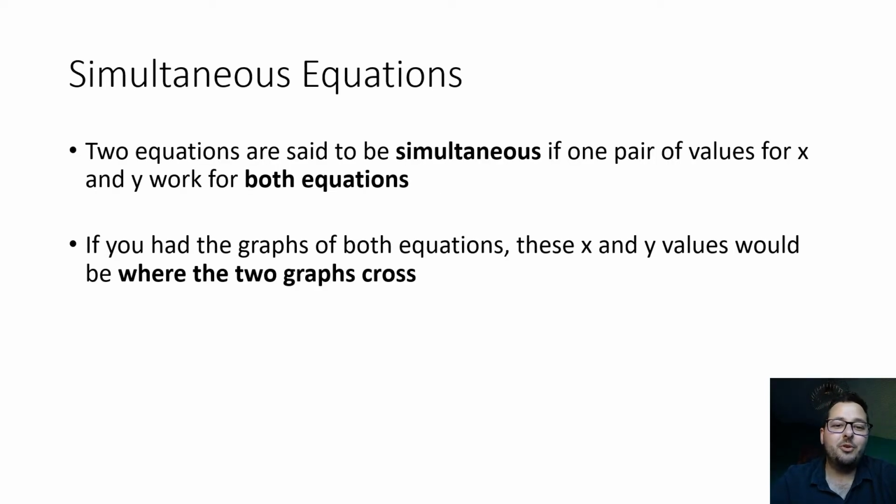Okay, so let's recall that two equations are said to be simultaneous if one pair of values of x and y work for both equations. So you've got one equation here, another equation here, and you've got an x and a y that works for both of the equations.